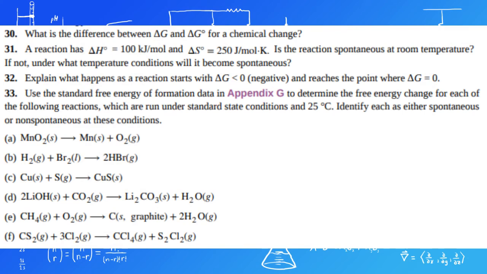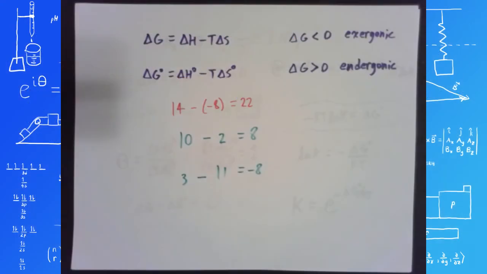Okay, what is the difference between delta G and delta G standard for a chemical change? We already explained. 31. A reaction has delta H standard is 100 kilojoules per mole and delta S standard is 250 joules per mole Kelvin. Is the reaction spontaneous at room temperature? Let's see. Delta H and delta S are both positive, so there's a competition. At room temperature, T is 298 kelvins.